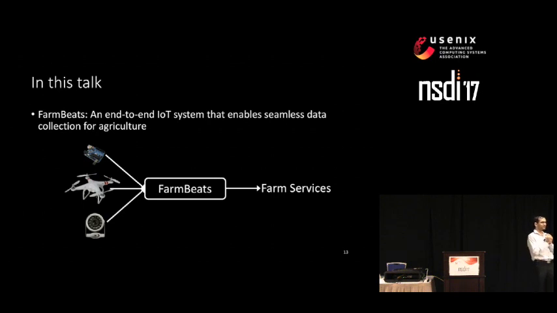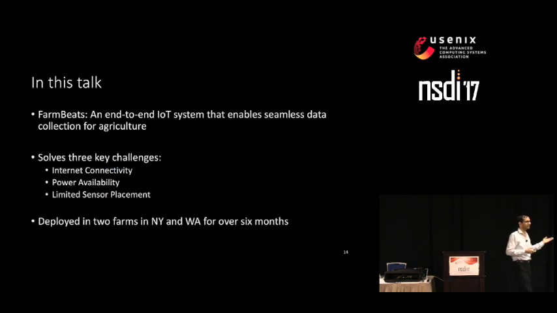I'll talk to you about our system FarmBeats, which is an end-to-end IoT system that enables seamless data collection for agriculture. It can take data from all those kinds of sensors that you can imagine, sensors, drones, cameras, digest that data, and provide services to the farmer. The farmer can then access the services on his cell phone or his computer. Of course, to do that, I need to solve the three challenges that I told you about. We have built FarmBeats and we have deployed it in two different farms. One is in upstate New York and the other one is in Washington State. And these deployments have run for 6 months, and I'll talk to you about our deployments towards the end of my talk.